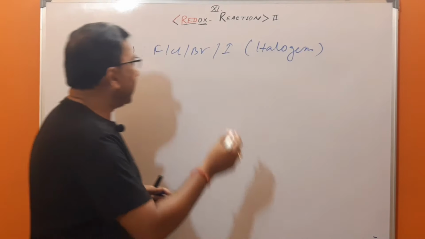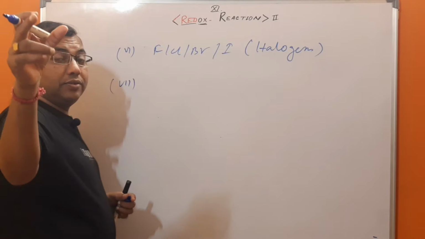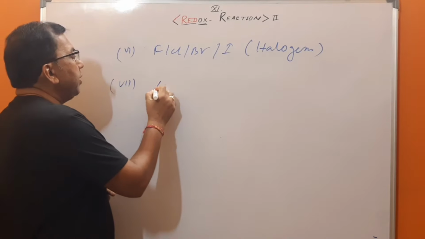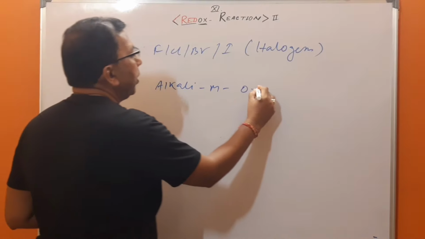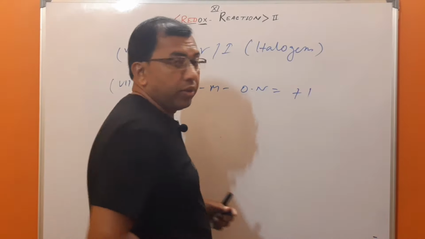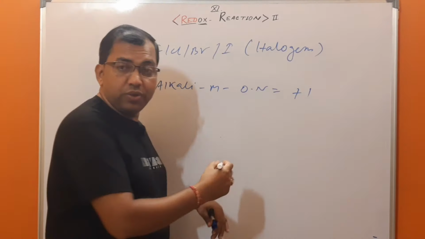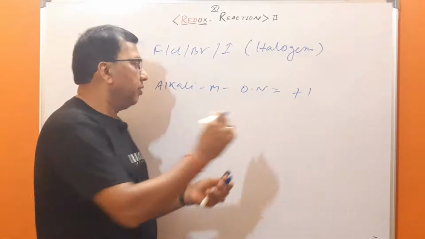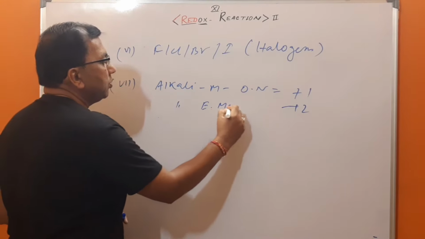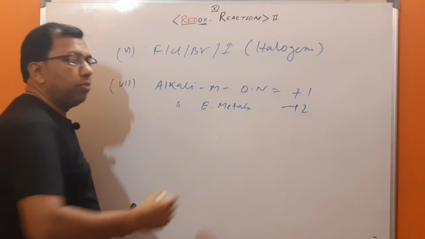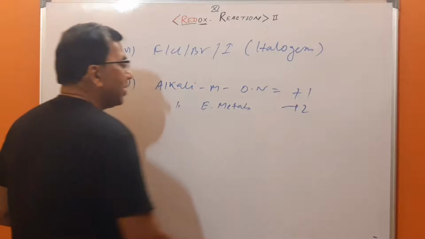Oxidation number of all alkali metals, rule 7. All alkali metals, that is group 1. The oxidation number will be +1. Group 2, alkaline earth metals, +2. Alkaline earth metals +2. It will be +2. Clear? Alkaline earth metals, it will be +2.